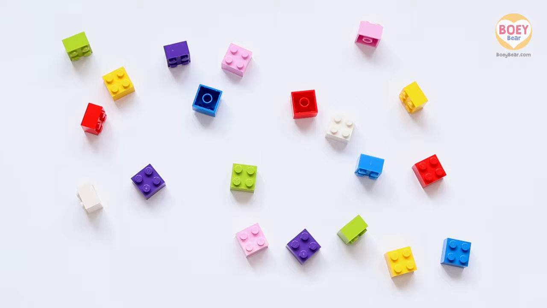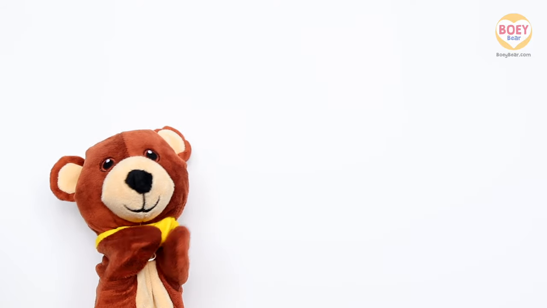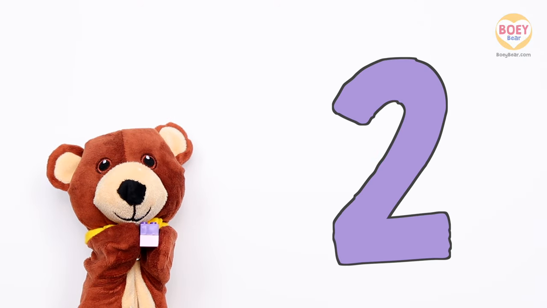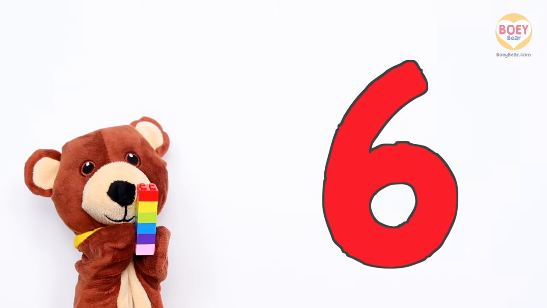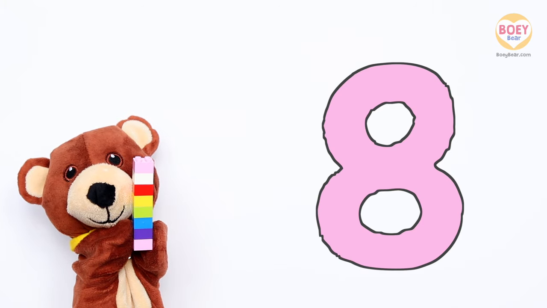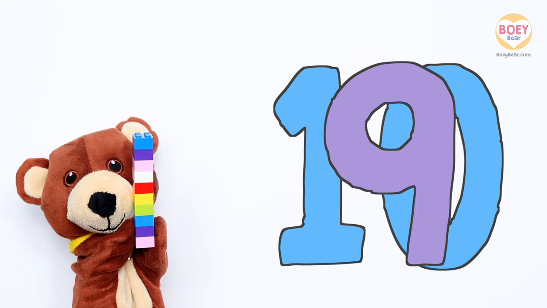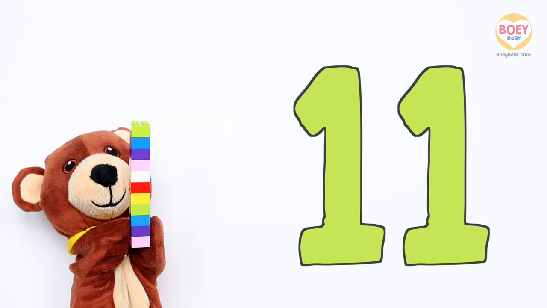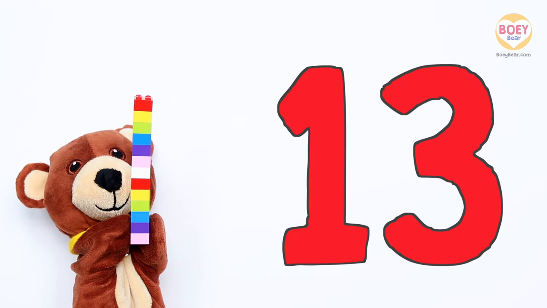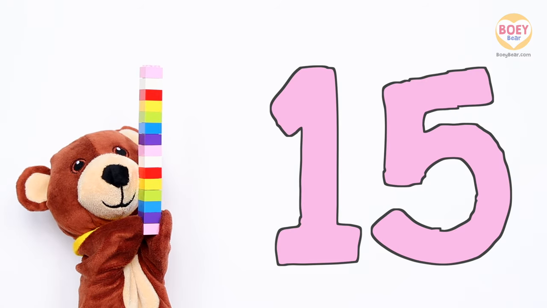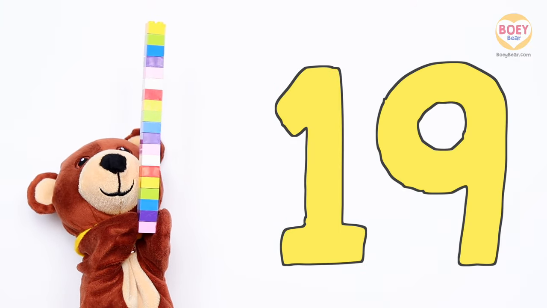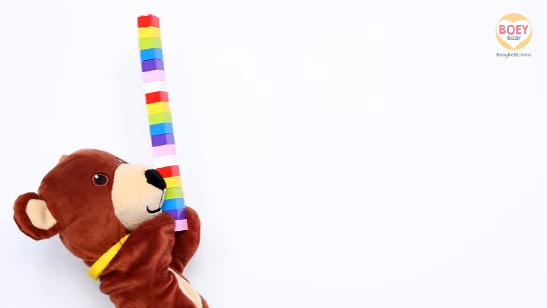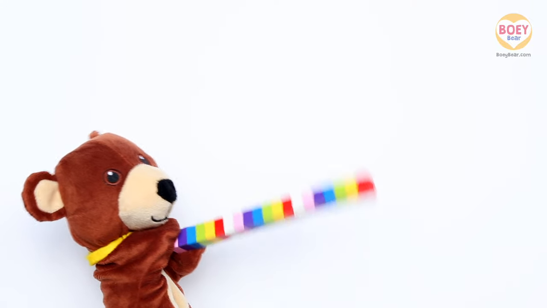We have lots of Lego here. Let's make a Lego tower and count the bricks as we go. 1, 2, 3, 4, 5, 6, 7, 8, 9, 10, 11, 12, 13, 14, 15, 16, 17, 18, 19, 20. Ooh, wobbly!